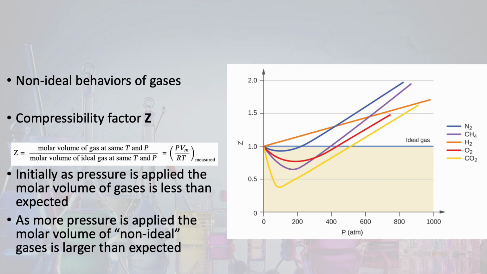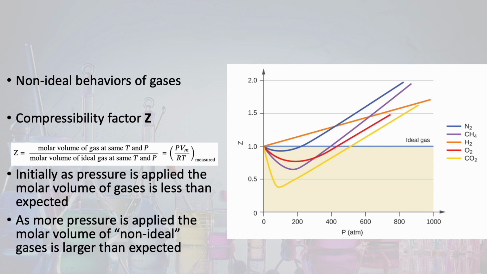So for most gases here, except for hydrogen, which is very, very small, you can see that initially our gases are actually much more compressible than an ideal gas, right? So the molar volume is much smaller than what you would expect, up to half with carbon dioxide. But then as we apply more and more pressure, we actually see that the molar volume of our gases is much, much larger, or less compressible, than our ideal gas.